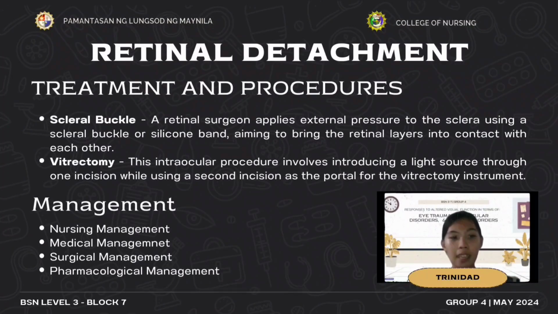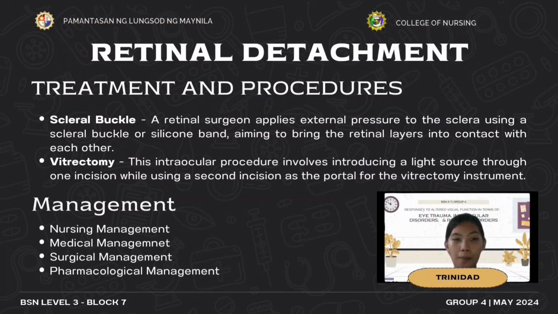For the management, first is the nursing management. Here we have health education, in which the nurses educate the patients on retinal detachments, its causes, symptoms, and the importance of prompt treatment. This includes informing them about the associated risk factors like high myopia, aphakia, post-cataract surgery, and trauma. Next is providing supportive care, in which the nurses offer comprehensive supportive care, ensuring the patient's comfort, addressing concerns, and providing emotional support throughout the management process.